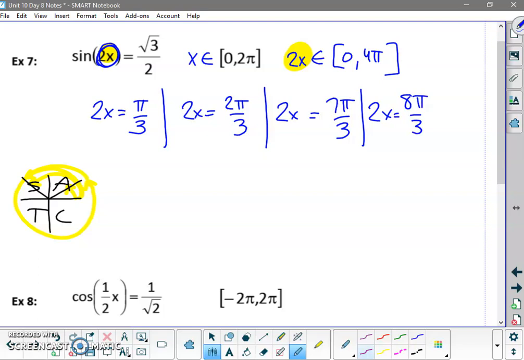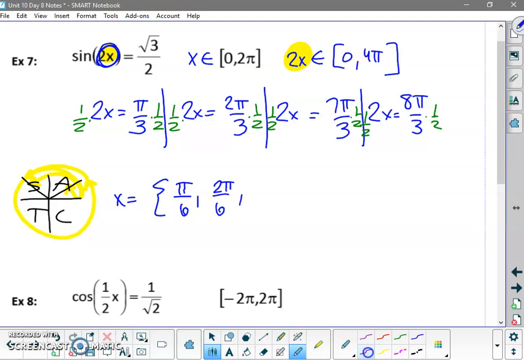So now what's left to do is I need to solve each one of these equations for x. So if you notice here, I've got 2x, which basically means I'm going to multiply both sides of that equation by 1/2, and I'm going to do that for all of my equations. So what that gives me here for x is the following. Pi over 6, 2 pi over 6, which you can simplify if you want to pi over 3, 7 pi over 6, and 8 pi over 6, which you could obviously simplify to 4 pi over 3. And there's your solution.